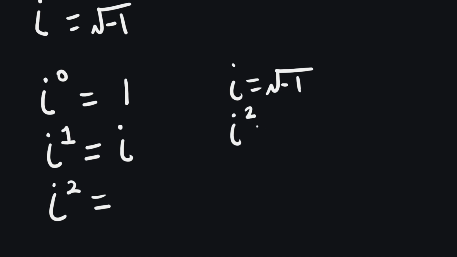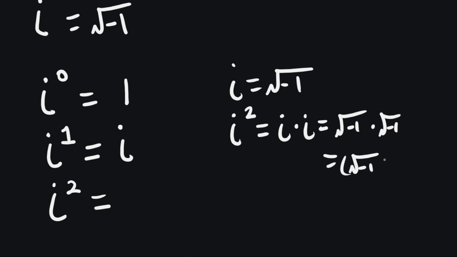Good. Now, what is i squared? i to the second power. Okay, so we know that i equals radical -1. So what is i squared? Well, i squared is simply i times i, which is radical -1 times radical -1. So in other words, it's radical -1 squared. And what's the square root of a square? It's simply just the radicand, so this is -1. All this to say is i squared is simply -1.